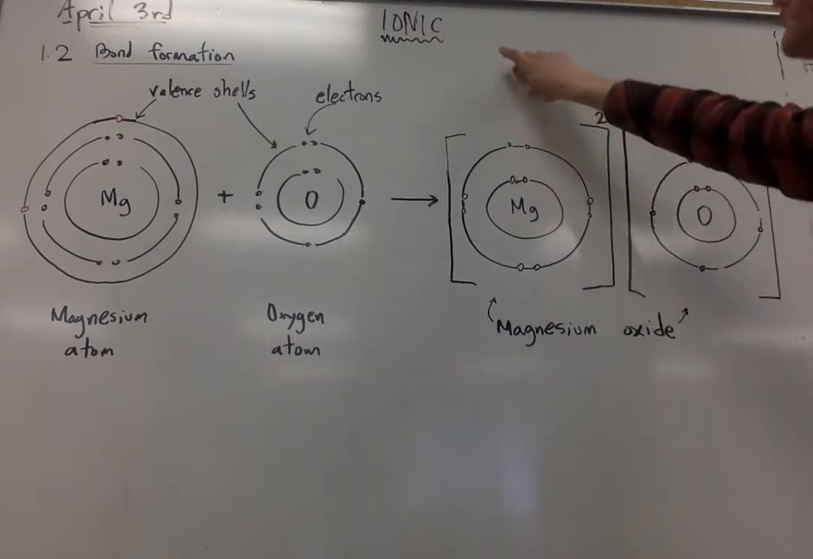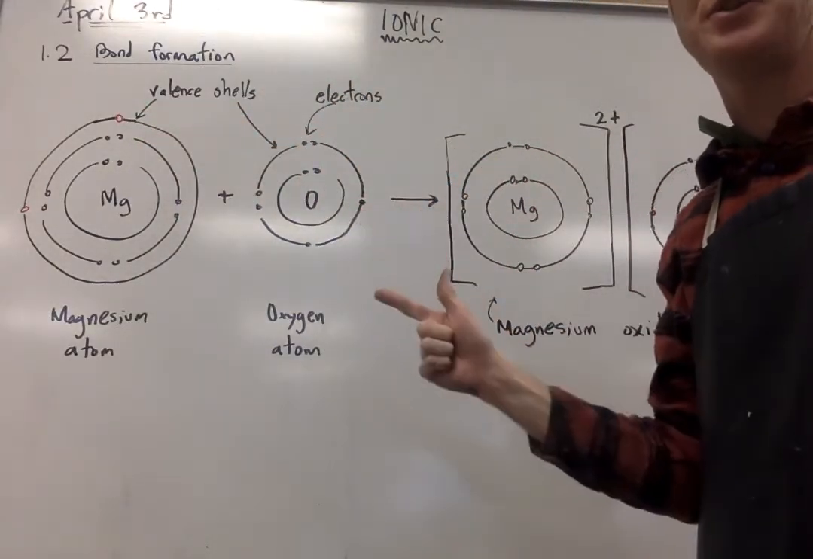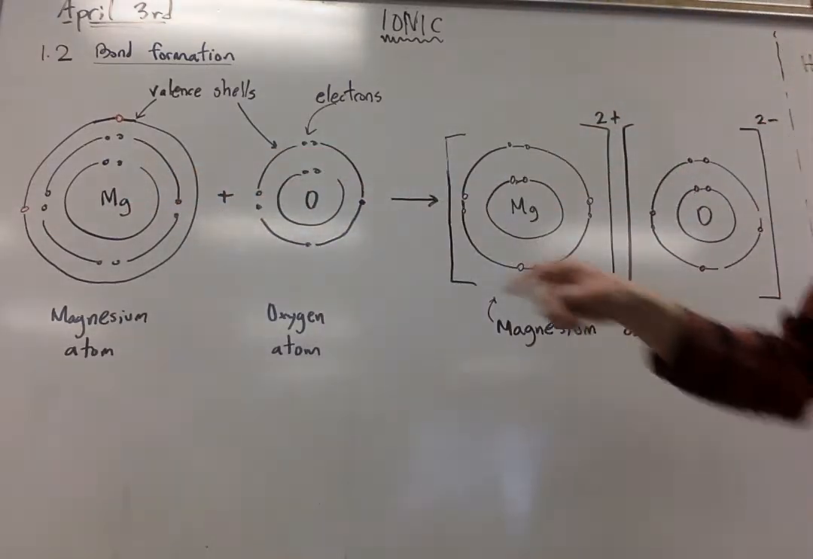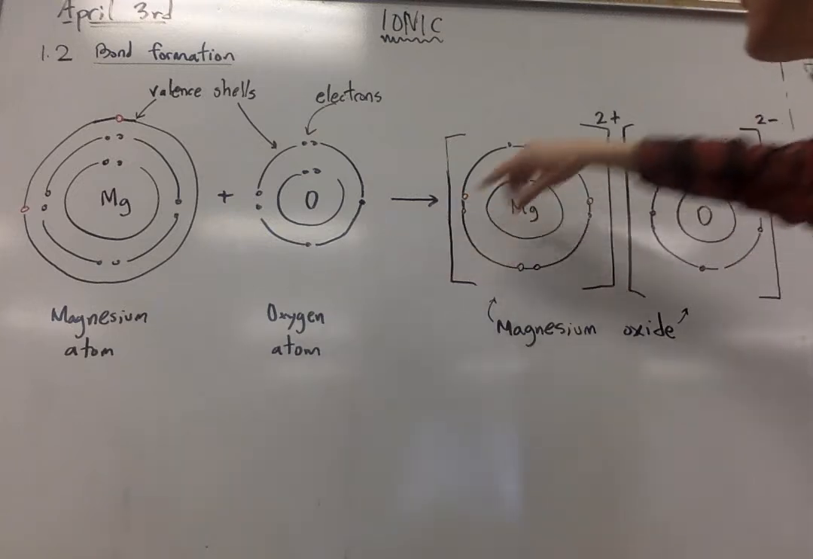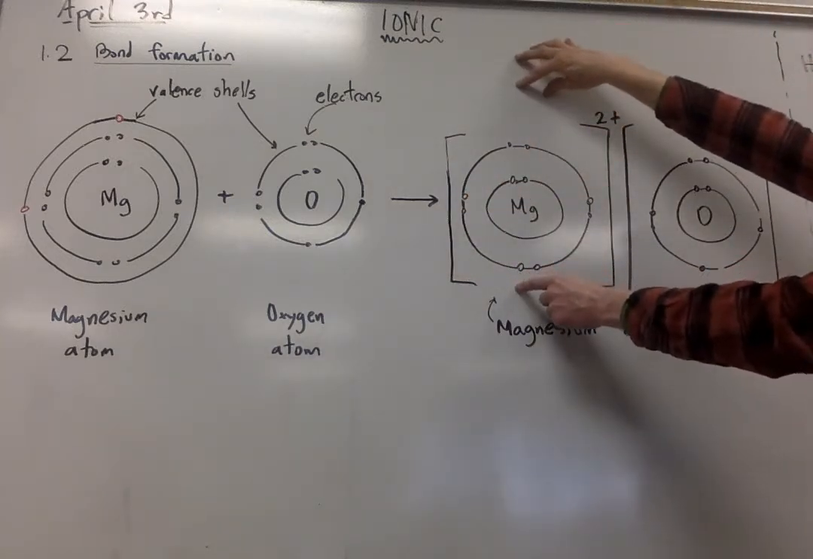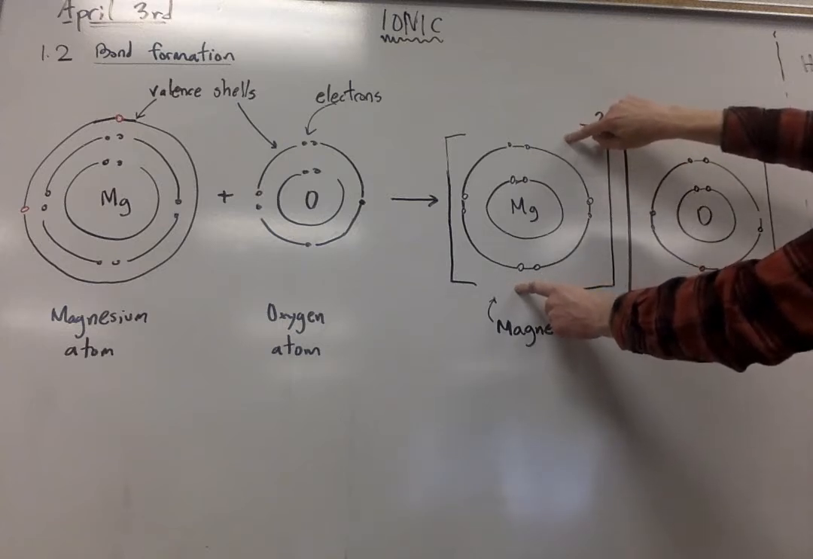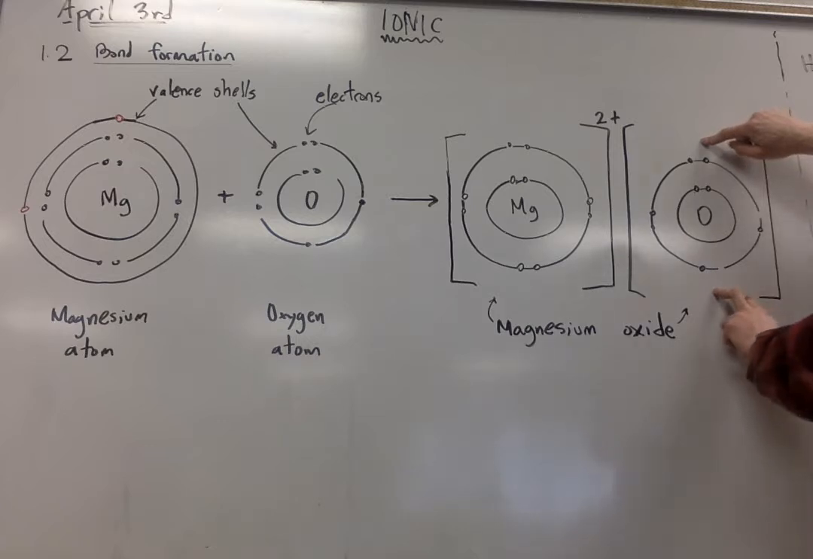It's a compound where you've taken magnesium and made it into an ion by stripping away 2 electrons. You're taking oxygen and you've made it into an ion by getting 2 new electrons that came from the magnesium. The magnesium has a positive 2 charge. Look at this. Its valence shell, its outer shell, is now full. The oxygen is now called oxide.